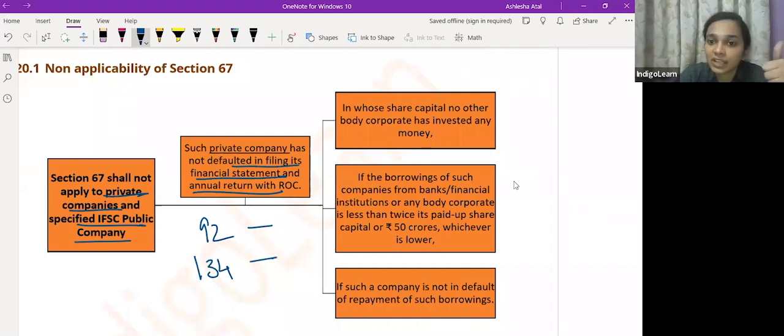So first condition क्या है private company के लिए? First condition is that the private company should not have made any default in filing financial statements and annual return with the ROC.